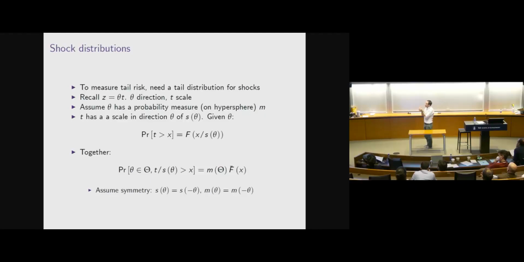So I want to think about tail risk. I want to think about the probability of one of these big events, right? Of a crash. How likely are crashes and what determines how likely crashes are. So to measure tail risk, I'm going to need a distribution for the shocks.